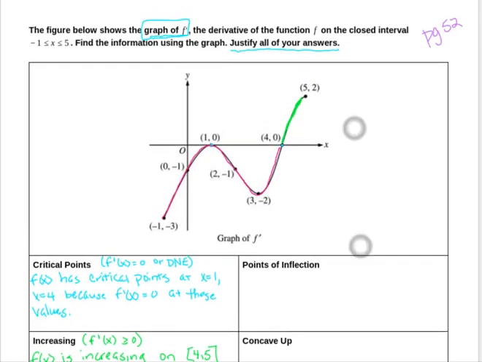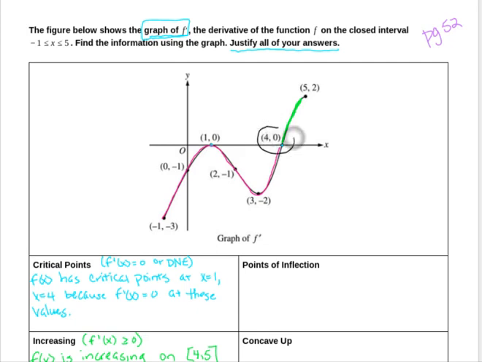Well, at x equals 1, f prime of x hits the x-axis and then goes back down, which means f prime of x is negative on both sides of that critical value. Since f prime does not change signs, it stays negative, then x equals 1 is not a min or a max for this function. So for that one, it doesn't matter.